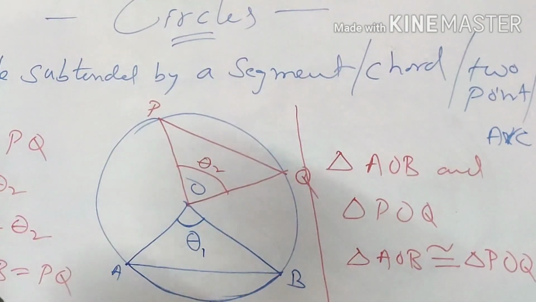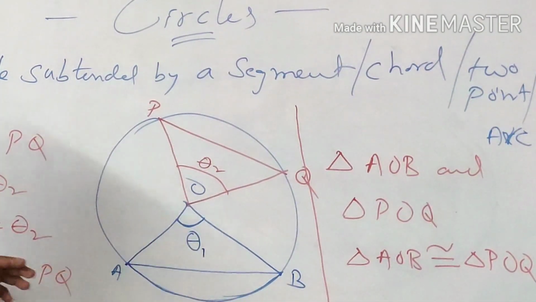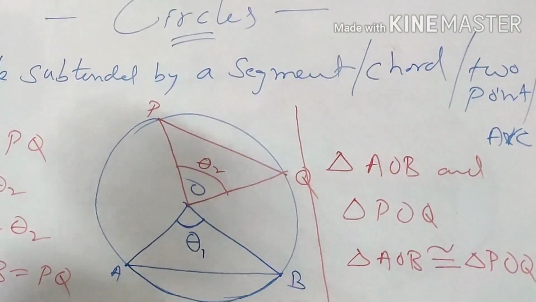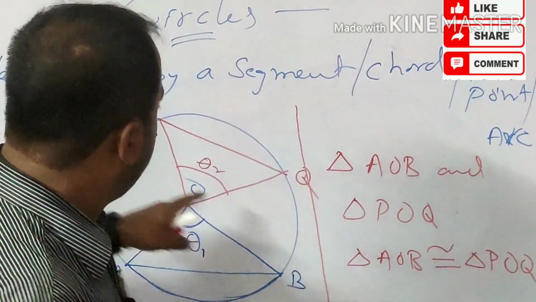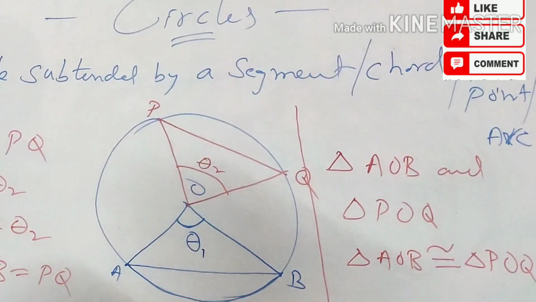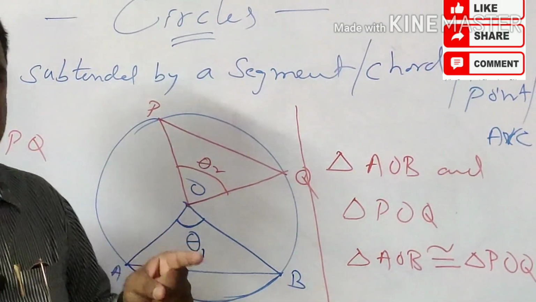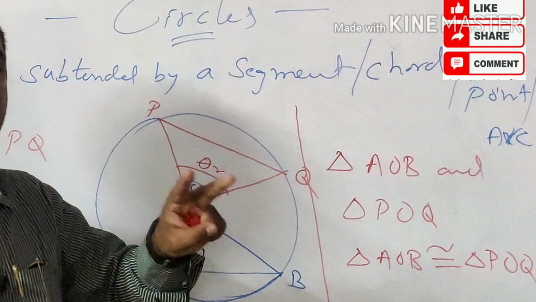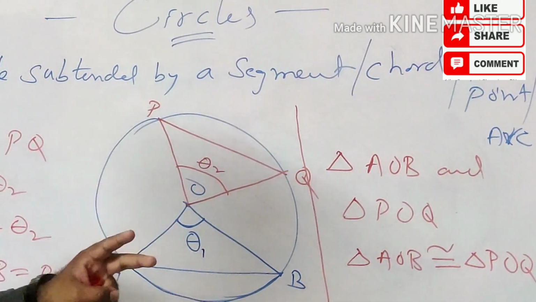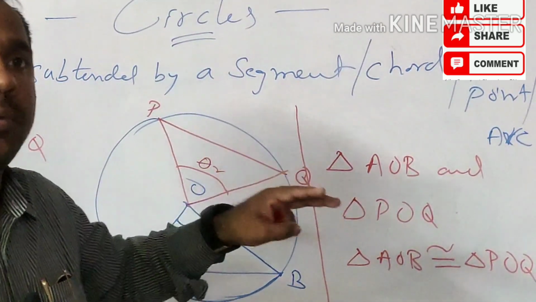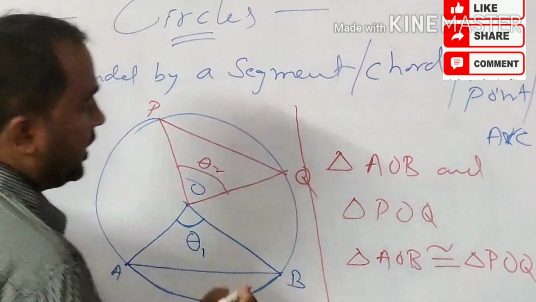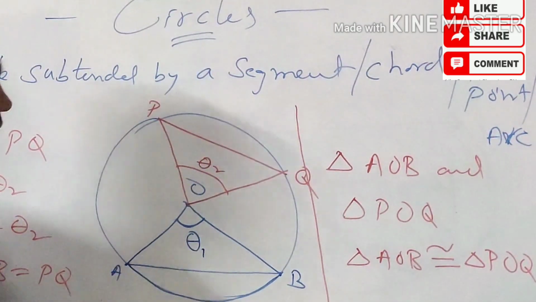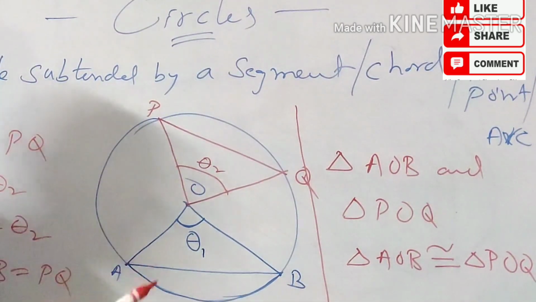Okay, I'll give you a proper statement for this theorem. In a circle, if two chords are equal, then prove that they form congruent triangles using the center. Now, how do we prove? We can prove using various theorems.